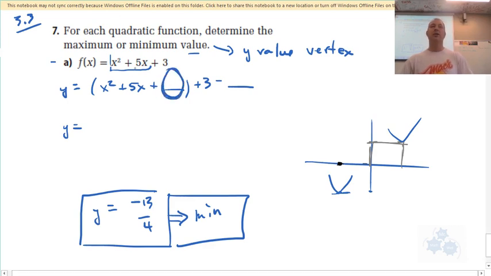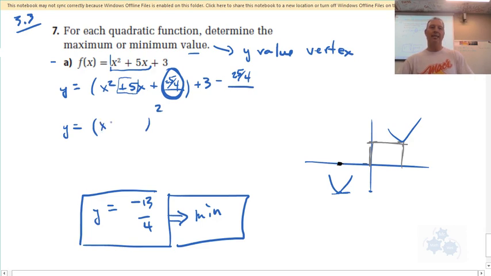Divide by 2. What do I divide by 2? Yes, 5x. Well, I just focus on the number, but yeah, the 5, you divide it by 2 and you square it. Okay, so that's 5 over 2 squared is going to be 25 over 4. By doing that, I've added 25 over 4, so I need to subtract 25 over 4 outside.